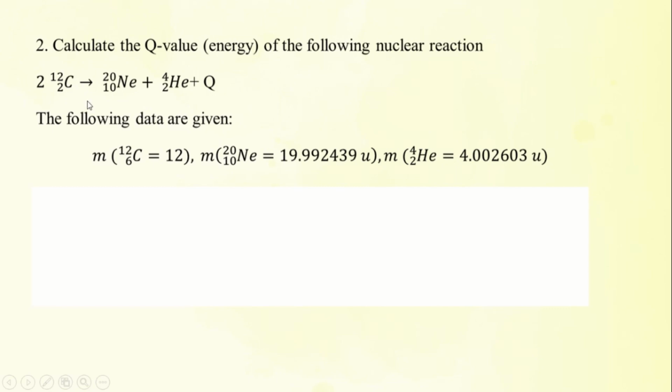There are 2 carbon atoms. This is the reactant because it is on the left hand side and it is undergoing certain changes. It is getting divided into neon and helium, and with some release of energy. So the following data are given. Mass of carbon is 12, and neon it is given. For helium it is also given in universal atomic mass unit. So here remember that we should always use what is given there, not anything else.